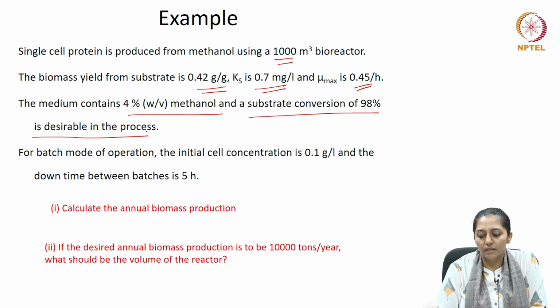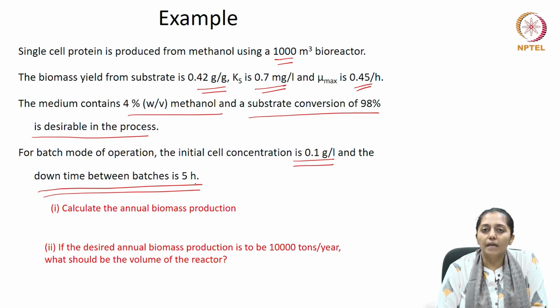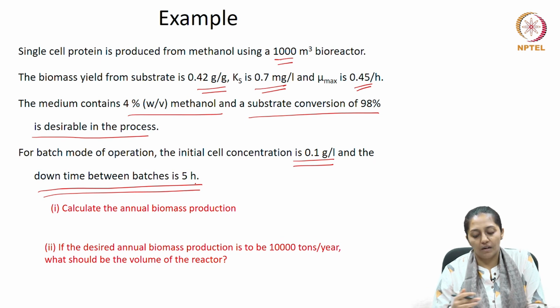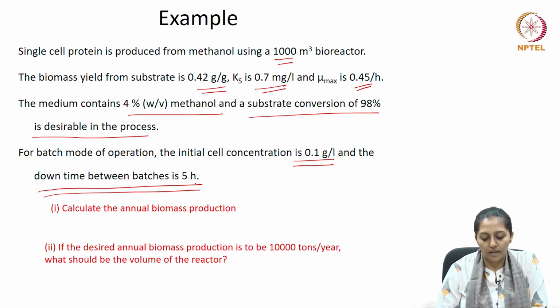So what is desired is that 98% of the substrate should get consumed by the end of the batch process. Now for batch mode of operation, the initial cell concentration is 0.1 grams per liter, and the downtime between two successive batches is said to be 5 hours. Generally downtime means the time spent in harvesting, re-preparing, sterilizing and cleaning the reactor, all that comes under downtime till the next reactor run is ready to start.